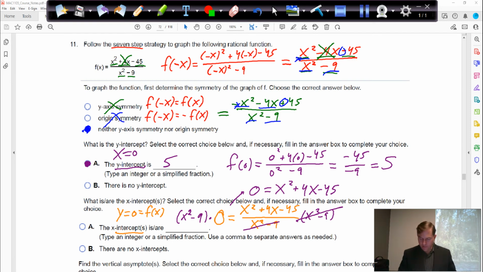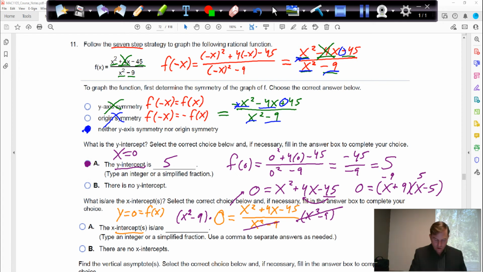Okay, now we're going to factor this. If you look at the factors of 45 that add to 4, you'll get x plus 9, x minus 5. So 9 times 5 is 45, and they combine to be positive 4. But we're trying to solve for when this is 0. Well, this will be 0 when x is minus 9 or positive 5. So we have the x-intercepts are minus 9, positive 5.